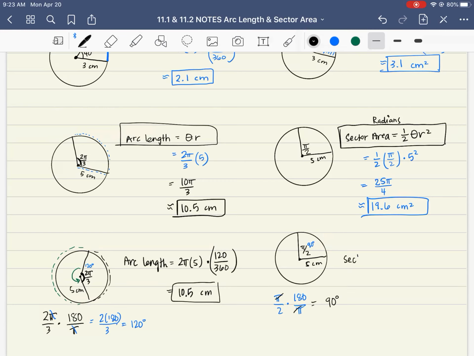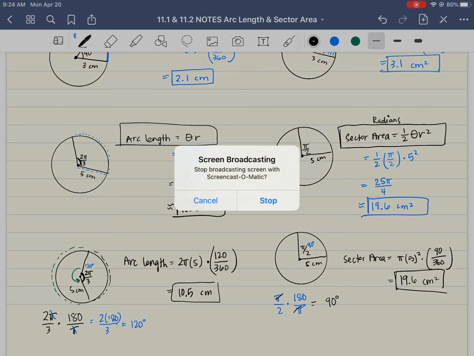So if I was more comfortable using that degree formula, then I could say, okay, well, pi r squared times just the fraction of the circle, so 90 out of 360. When we calculate that out, multiplying pi times the 5 squared, and then multiplying it by that fraction, we end up with, again, 19.6 square centimeters. So just practice with these two formulas, and then we're going to do some application.